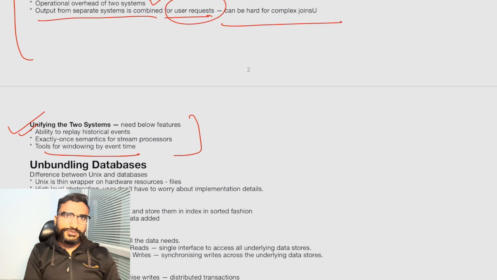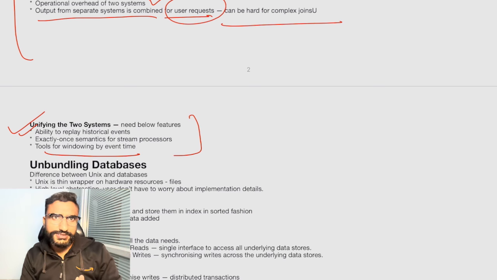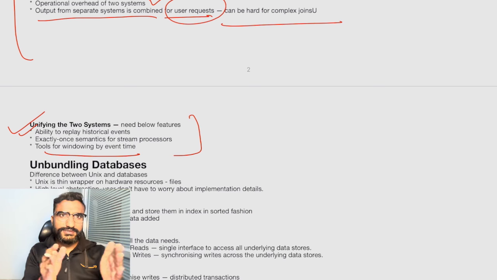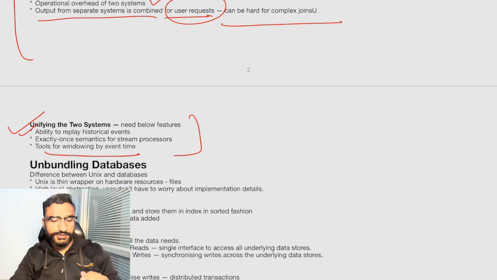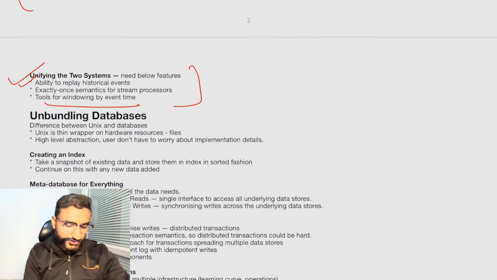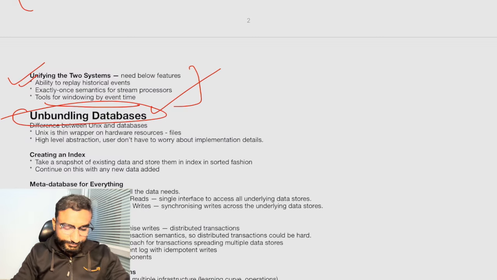The idea here is that you don't have to replay all the historical events. If you want to get historical events, you can specify some sort of window, and then you can get the events from that window specifically, and then you can run the processing. So that's the idea. Next topic is unbundling databases.